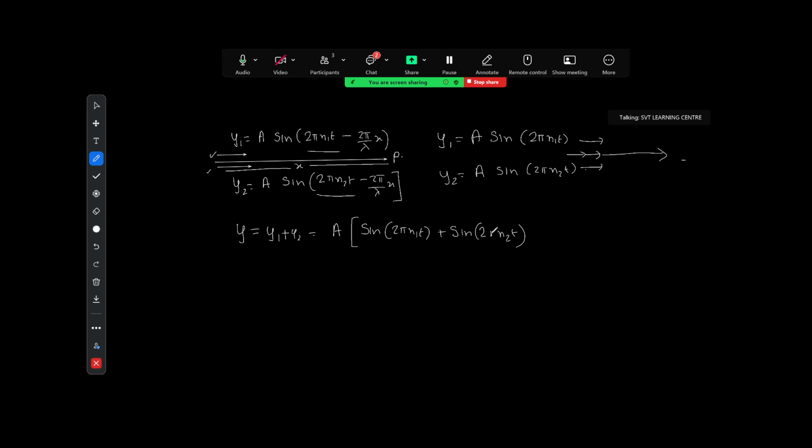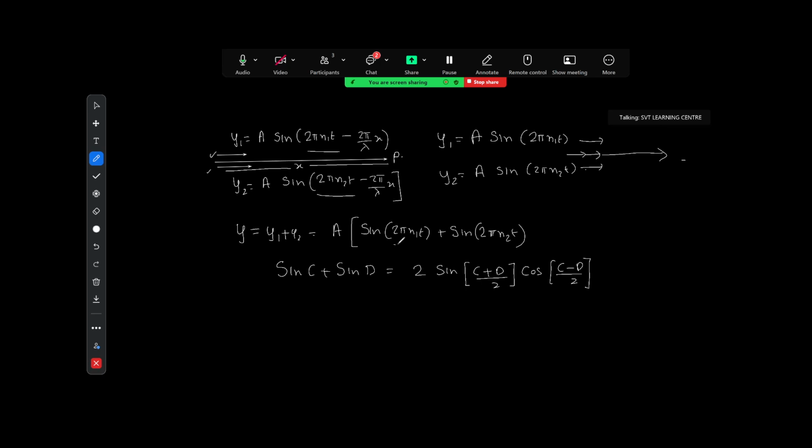So this is 2 and this is pi and n1t. So remember that in trigonometry we have learned that sine c plus sine d, where c and d are two angles, will be given by 2 sine (c plus d)/2 cos (c minus d)/2, correct?